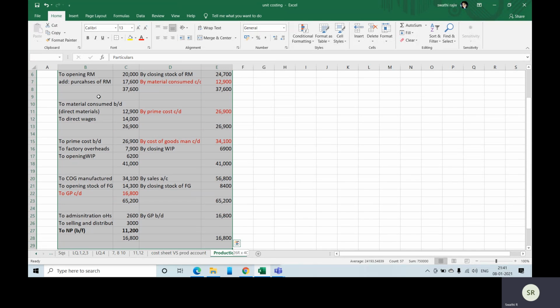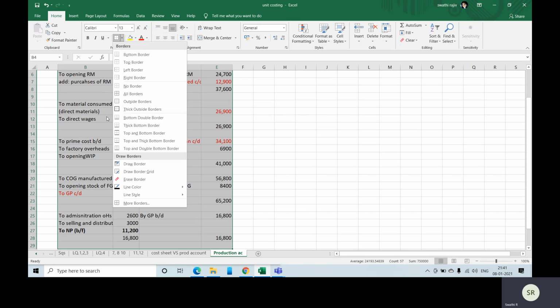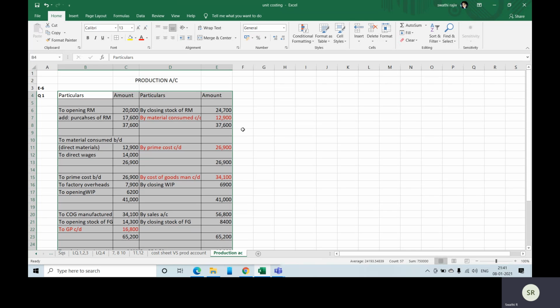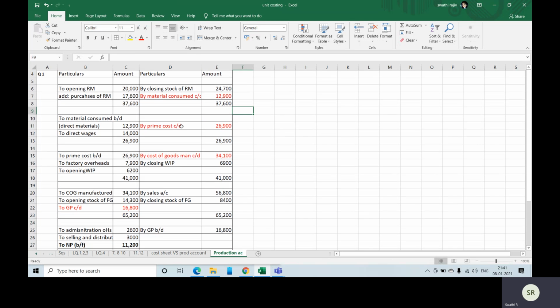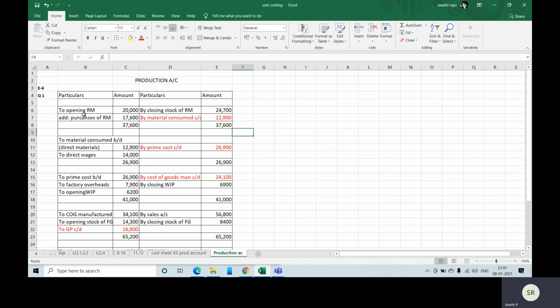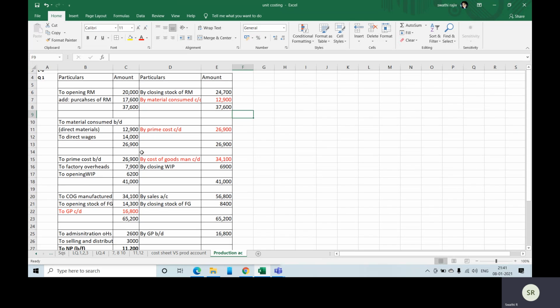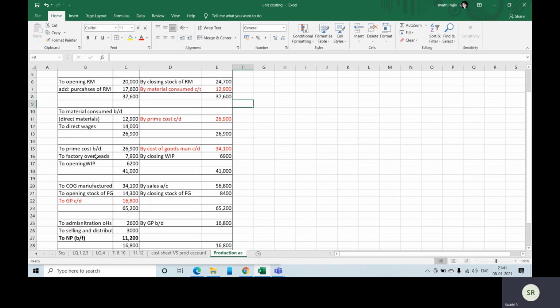Any doubt, we will clear it in class. So there you go. This is your production account, guys. Basically, it is nothing but material consumed plus wages. You're getting prime cost plus factory overheads. You would have ideally got your gross works cost, and along with that we added opening WIP and deducted closing WIP in order to get net works cost. So instead of that, we call it cost of goods manufactured here.